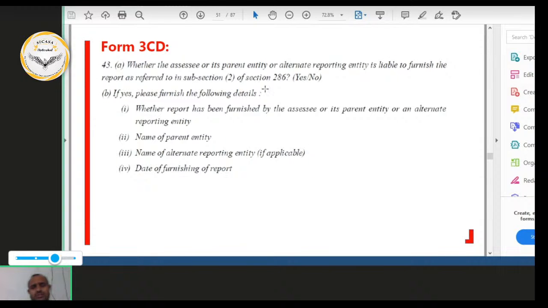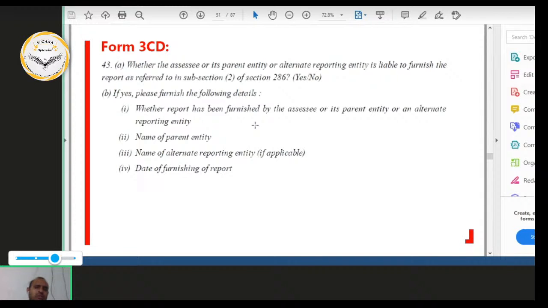Then, whether the assessee or its parent entity or alternate reporting entity is liable. What is 43A? 43A talks about the CBCR. See, it is not asking for the master report. In 3CD we talk about only CBCR, but in ITR we talk about the master file, local file, and the CBCR also. But 3CD talks about only CBCR, country by country reporting.